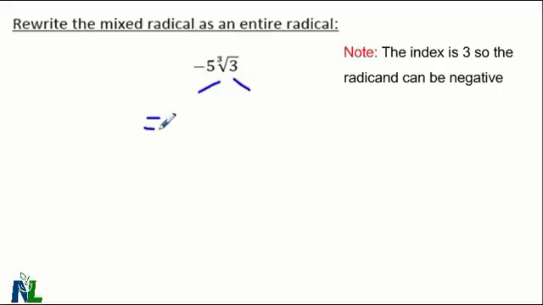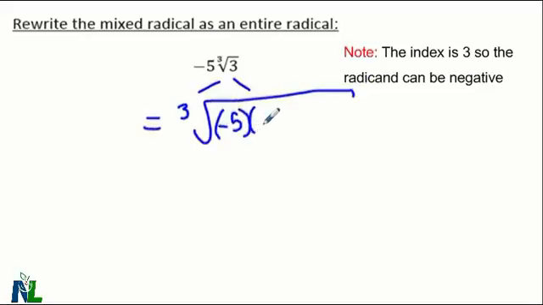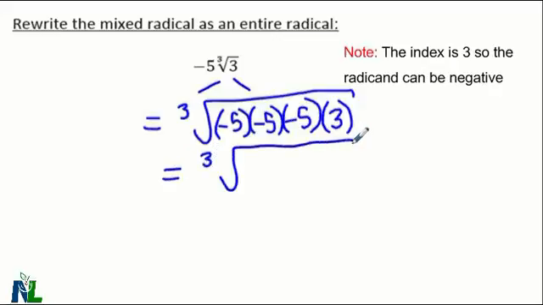So right here, because my radicand is allowed to be a negative number, I'm going to place negative 5 times negative 5 times negative 5, which means negative 5 cubed, inside of my radicand, inside of my radical sign, sorry, and I'm going to multiply each of these numbers together. A negative times a negative times a negative will still be negative. 5 times 5 times 5 is 125, times 3, which gives me negative 375. So I end up with the cube root of negative 375.